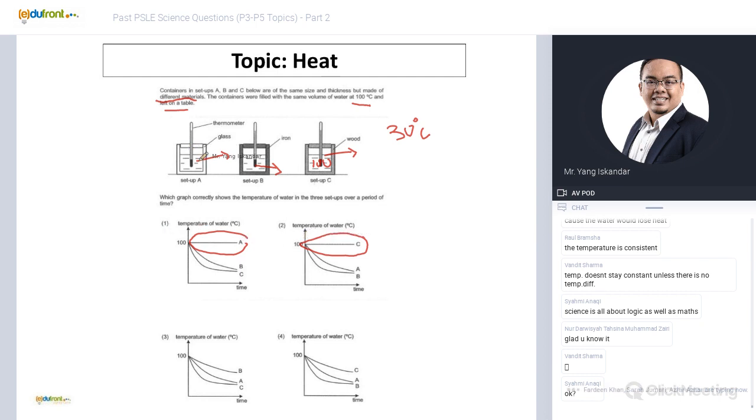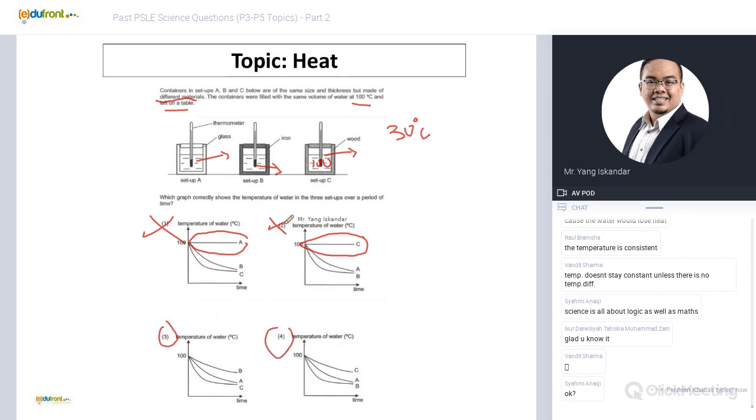Option A is glass, and C is wood. Even though glass and wood are relatively poor conductors of heat, water will still lose heat. Even though it is slow, it will still lose heat. So this is not possible. Option 1 and option 2, you can straight away eliminate. Then we are left with option 3 and option 4.